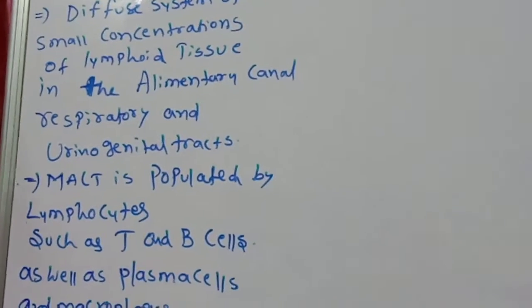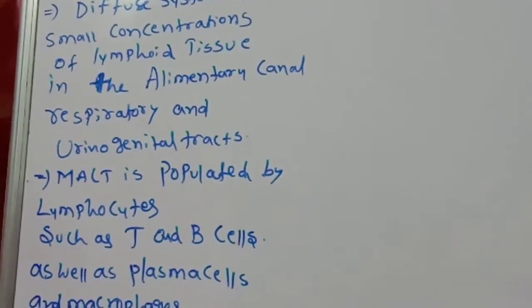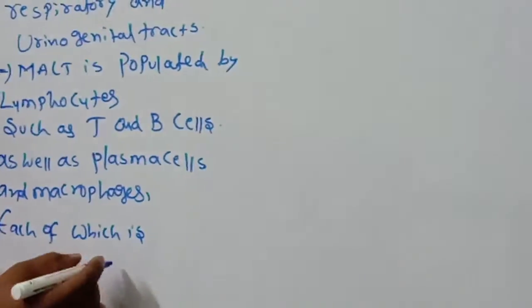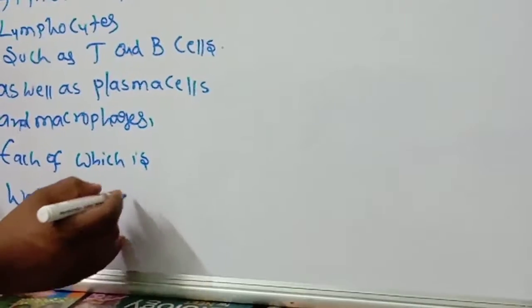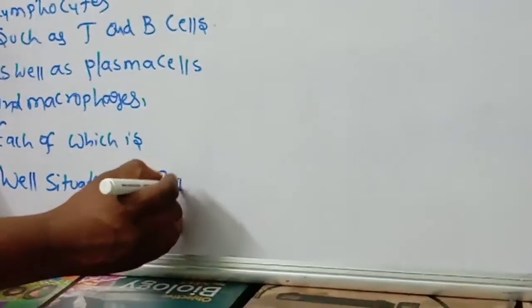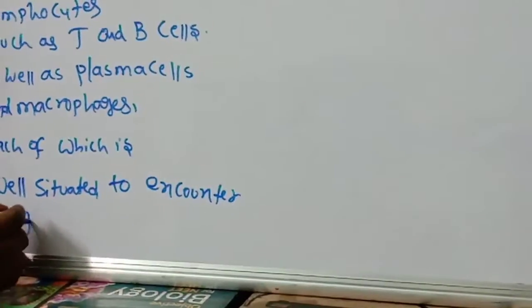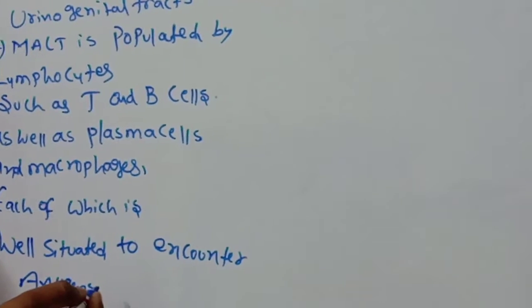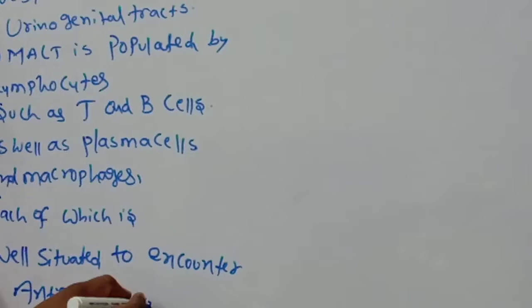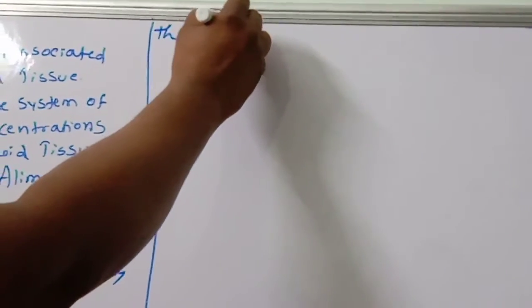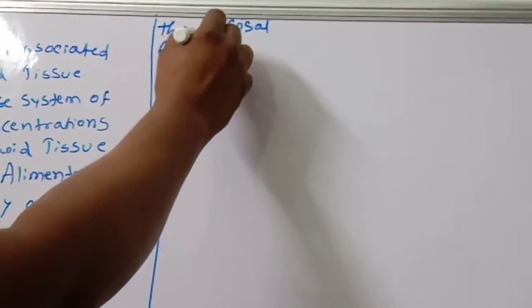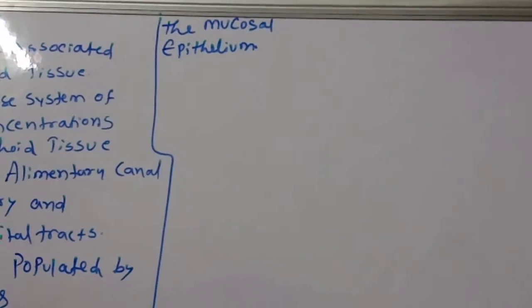Each of which is well differentiated, well situated, to encounter antigen passing through the mucosal epithelium. Okay, children, the mucosal epithelium.